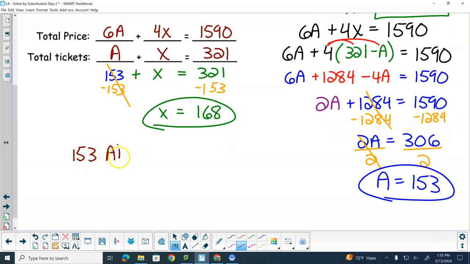153 adults. Mr. H, you want to start handing out the homework? You betcha.